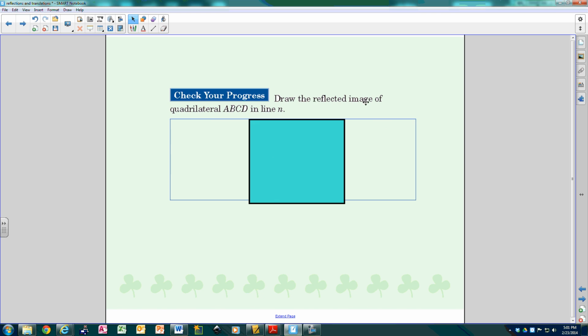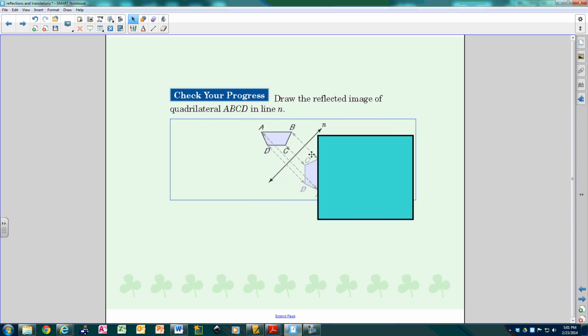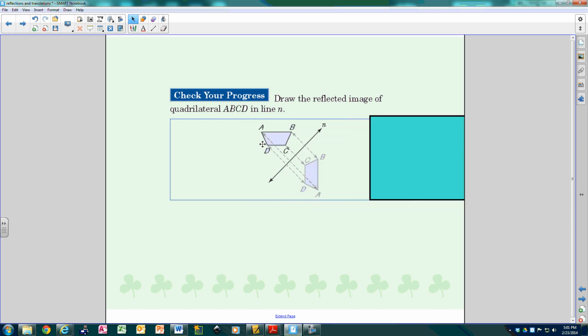So we're going to draw a reflected image of quadrilateral ABCD about line N. Okay, so it would look something like this. So here's your original image, okay? Like I said, it's a lot easier on a grid, so if yours doesn't look great, that's okay, because when I drew mine, it didn't either.